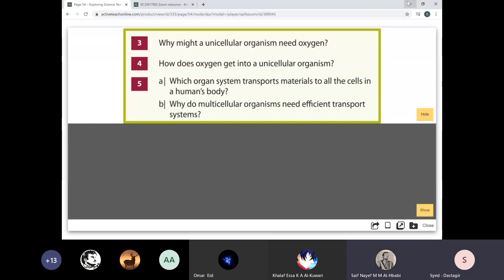Safe, which organ system transports material to all the cells in the human's body? Circulatory system. Okay. Khalaf, why do multicellular organisms need efficient transport systems? Because simple diffusion would be too slow to transport nutrients and remove waste. Great.